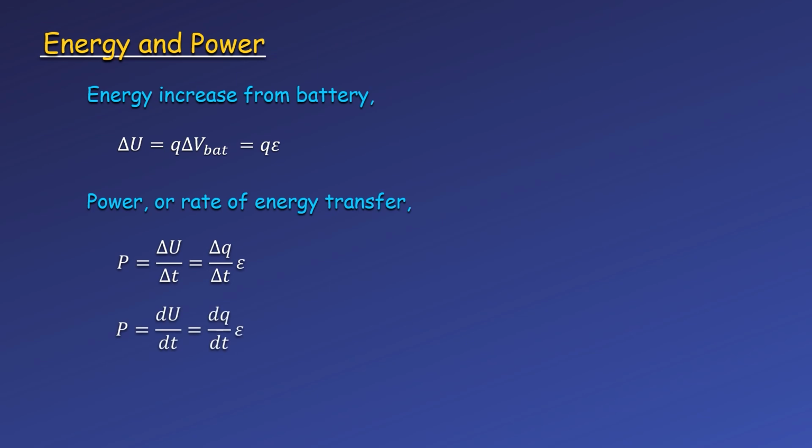We can also write this as the instantaneous power using derivatives. Since the EMF of the battery is constant, we get the power is equal to the current times the EMF of the battery. This is the power delivered by the battery to the circuit. So what about the resistors?